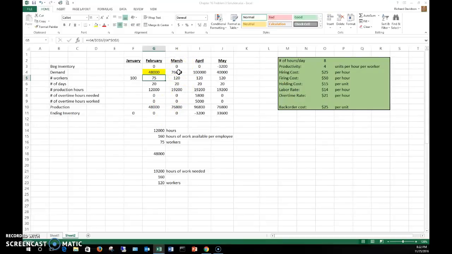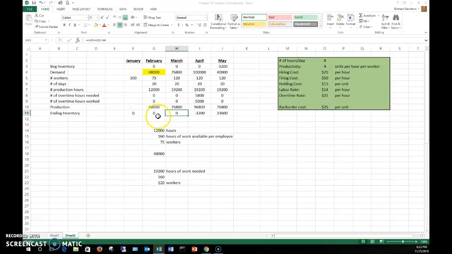We need to build 76,800 units. It's going to take 120 workers, which we calculated down here, working 20 days to produce 76,800 pieces, and that leaves us with no ending inventory. So by varying our labor count, we had to lay off 25 people from January to February, and we had to hire 45 people from February to March. We can then run some separate numbers to multiply the number we hired by the cost of hiring, the number we fired by the cost of firing.